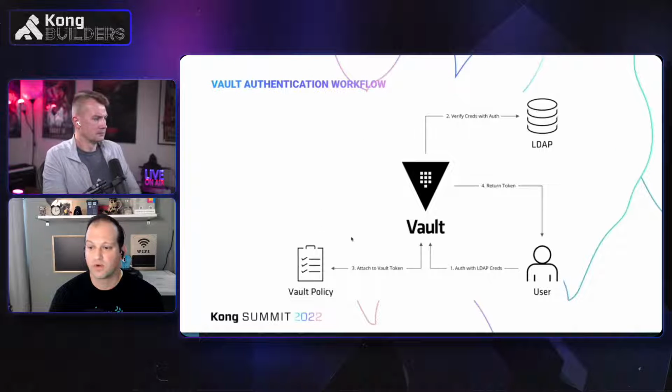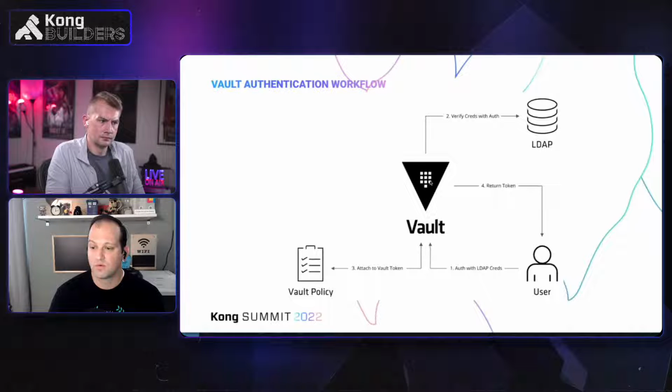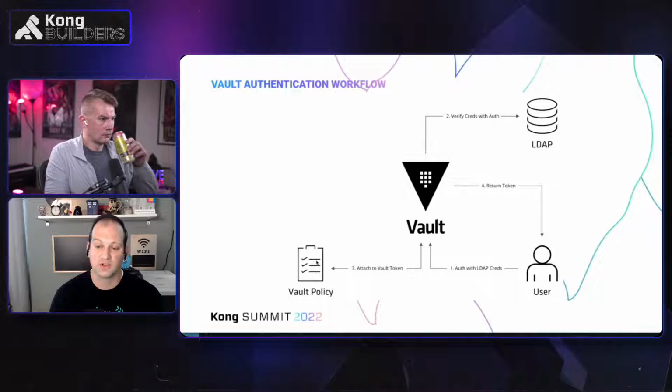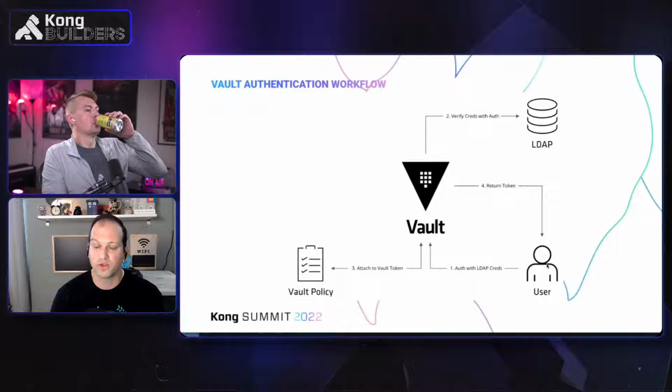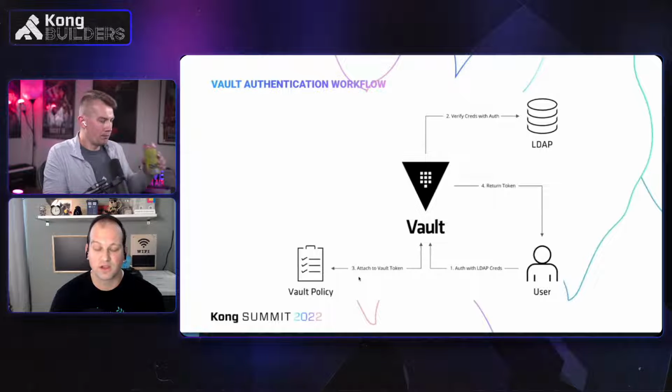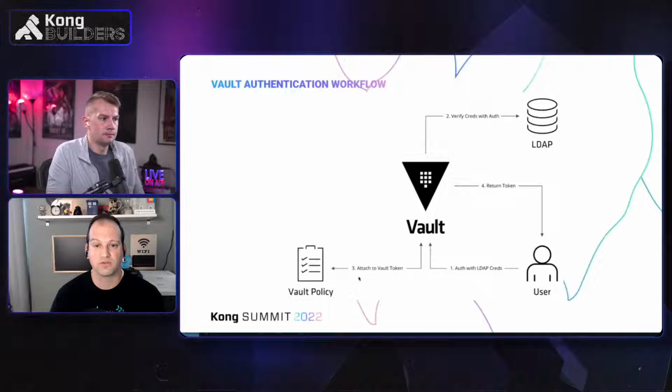Now, in that workflow as well, as a user, you would authenticate with your LDAP creds. Vault would then hit LDAP and verify those creds. It would then pull the associated policies attached, and then return you a Vault token with those attached policies. And then with those policies, you can then request secrets inside of Vault.